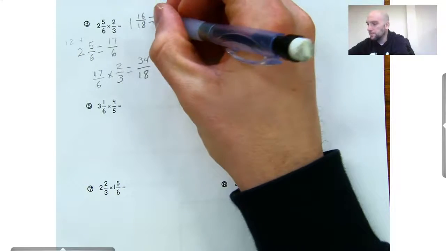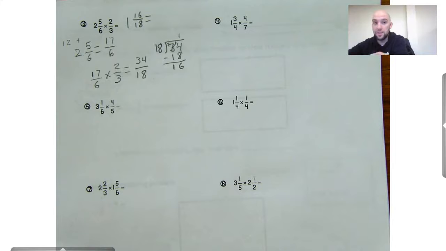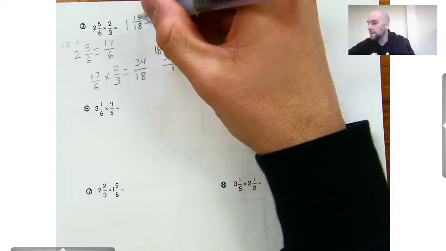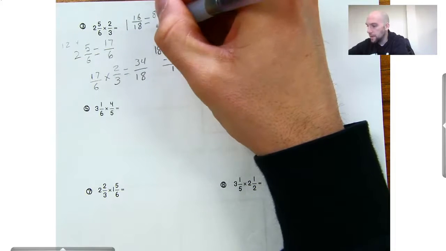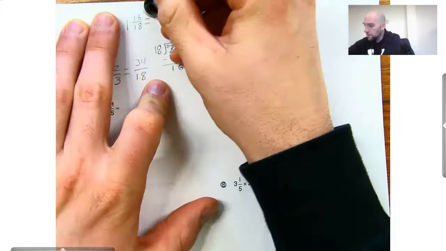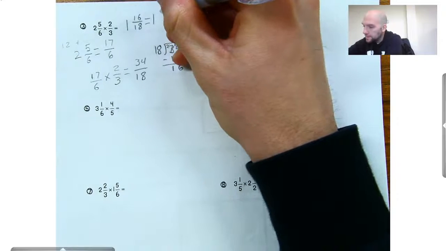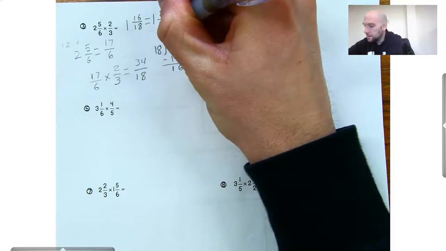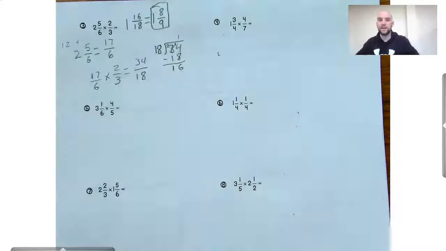And I could even simplify that a little further because I can divide my numerator and my denominator both by 2. So I could divide my 16 up here, my numerator, by 2, and I would get 8. And I would make sure I put my 1 in there for my mixed number. 1 and 8, and then I divide my denominator by 2 down here, and I get 9. So 1 and 8 ninths. And 1 and 16 eighteenths would be acceptable as well.